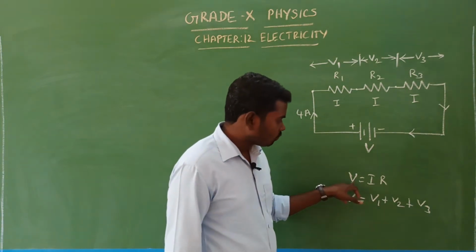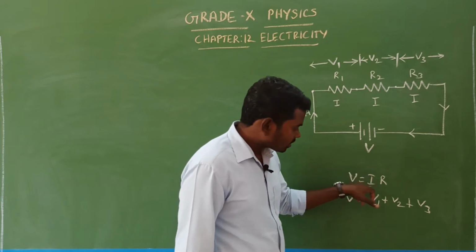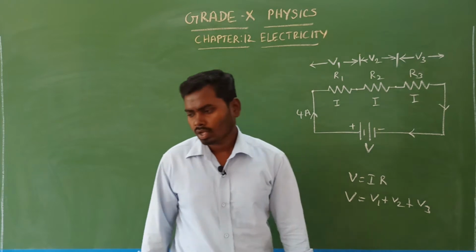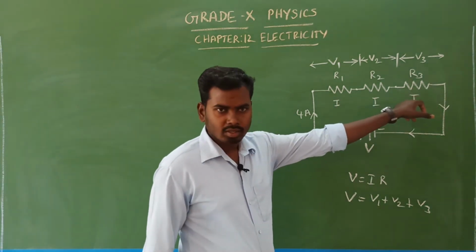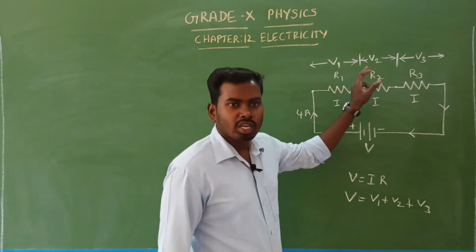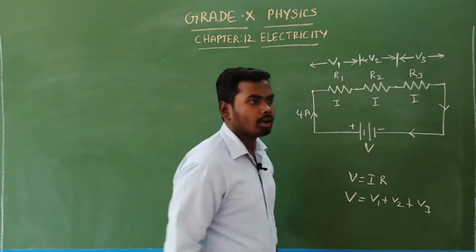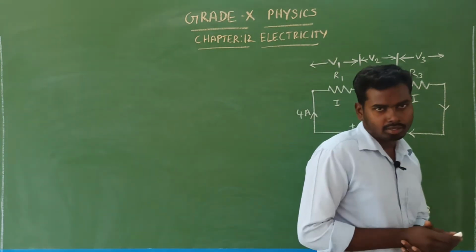So according to Ohm's law, V equals IR. Now we have discussed V as well as I, current. Then what about the resistance, sir? Look here. We have three resistors with three different values, R1, R2 and R3. Then what is the R value, which means the total resistance?